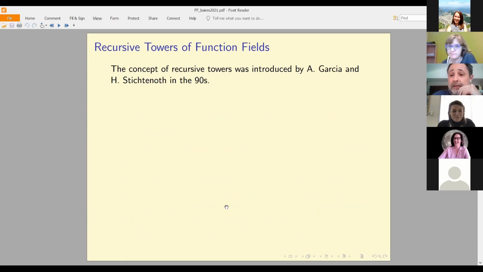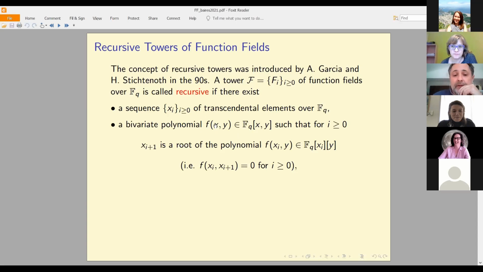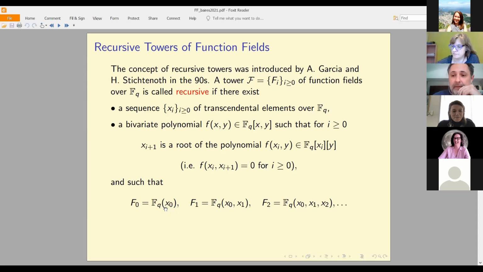The concept of recursive towers is a special kind of tower that was defined by Garcia and Stichtenoth in the 90s. So here you have a tower of function fields. It's called recursive if you have a polynomial in two variables over F_q, so that x_{i+1} is a root of this polynomial in y with x_i. The fields are defined sequentially in this way. So this is the rational function field, then you add the next root x_1, then you add the next root x_2, and so on. And then you get a tower.